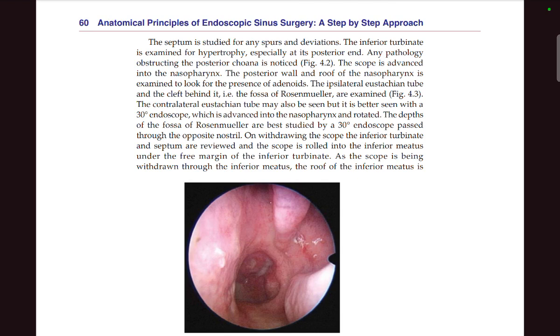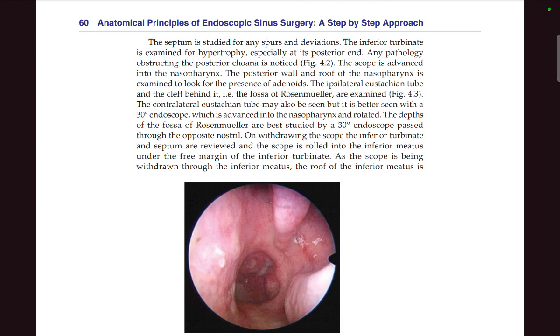The contralateral eustachian tube may also be seen, but it is seen better with a 30-degree scope, which is advanced into the nasopharynx and rotated. The depth of the fossa of Rosenmuller is best studied by a 30-degree scope passed through the opposite nostril. On withdrawing the scope, the inferior turbinate and septum are reviewed and the scope is rolled into the inferior meatus under the free margin of the inferior turbinate.